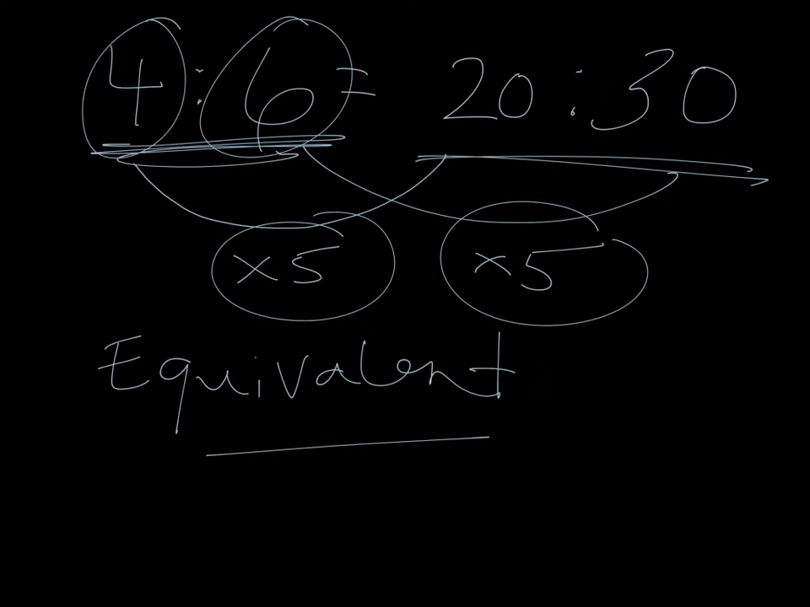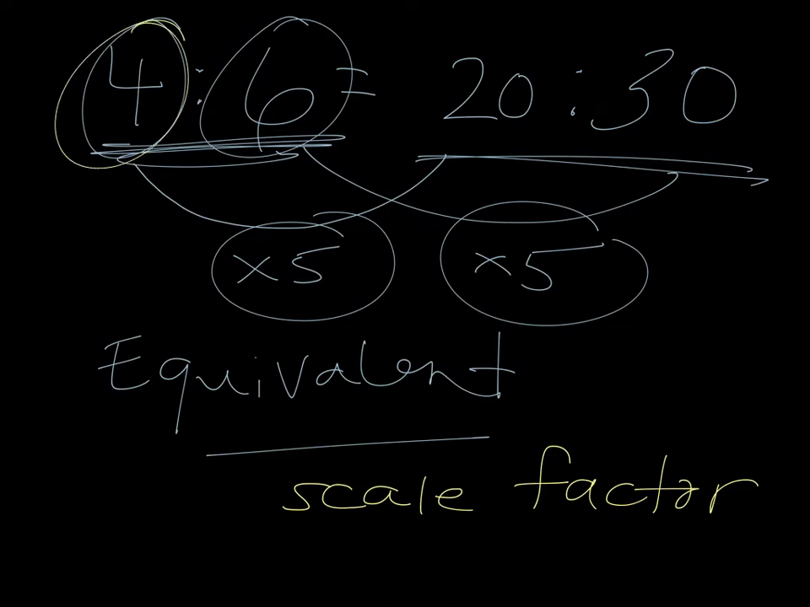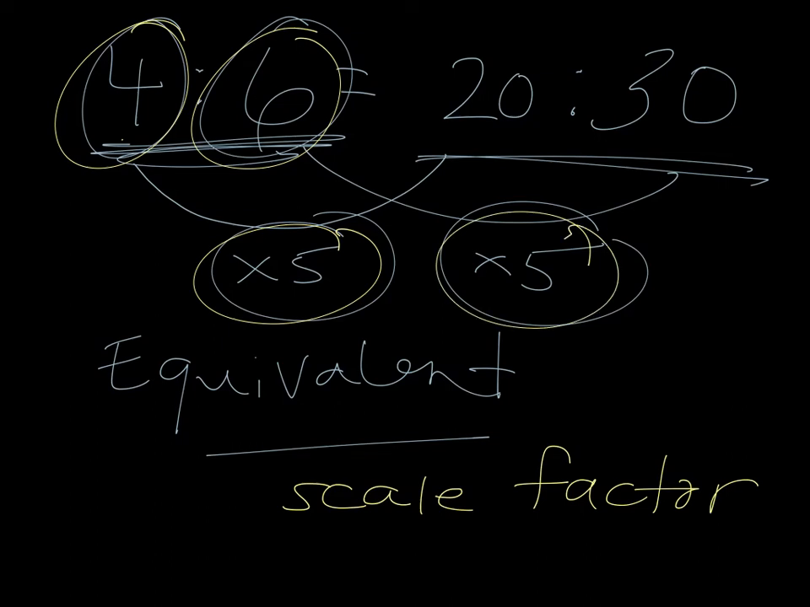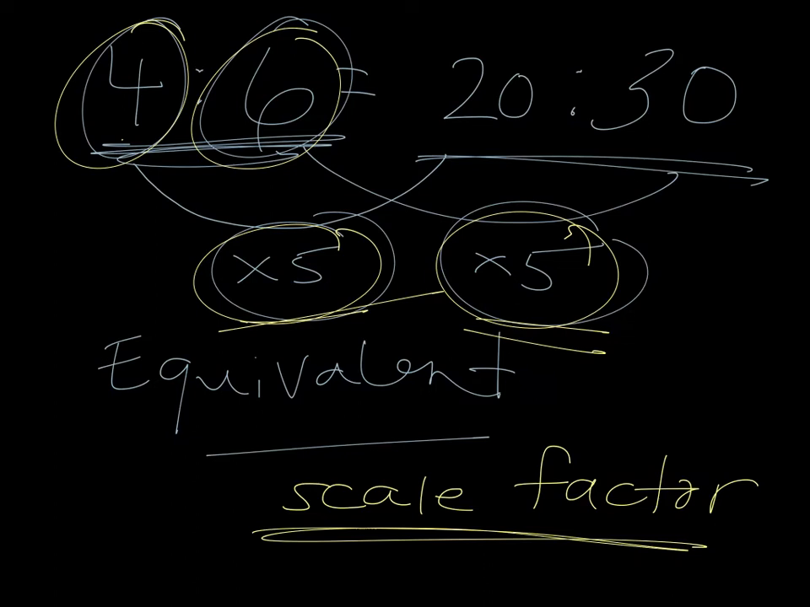Other terms that you're going to see in this lesson are something called a scale factor. A scale factor is what you multiply the ratio by. So in this case, we multiplied 4 by 5 and we multiplied 6 by 5. So this multiplication here, that's called the scale factor. And you would basically just say the scale factor is multiply by 5.